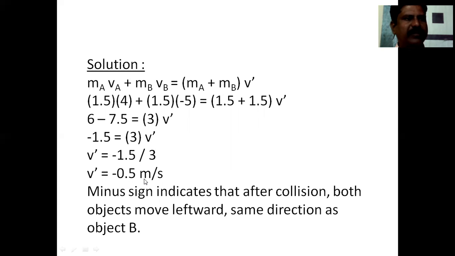Minus 0.5 meter per second. But the minus sign in this case indicates that after collision, both objects move leftward, in the same direction as the first object. So this is the meaning of the negative sign. Okay.